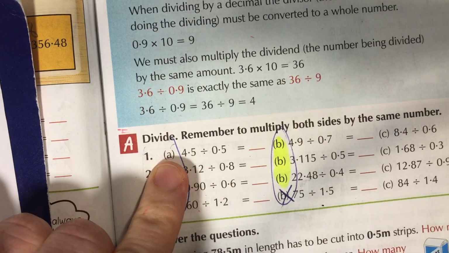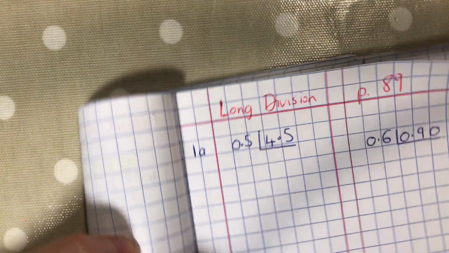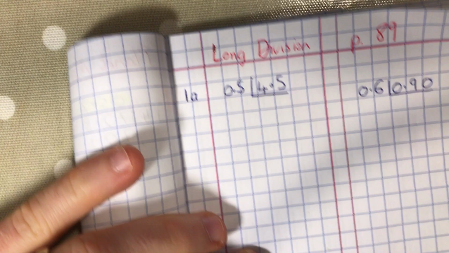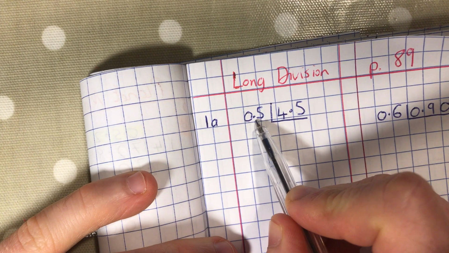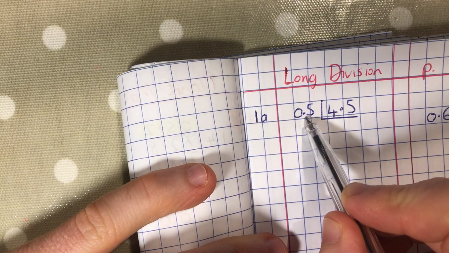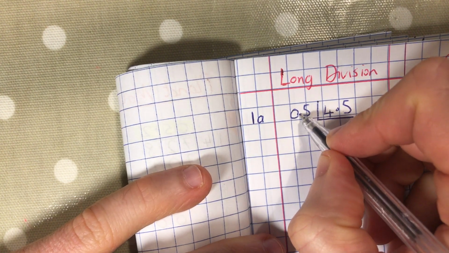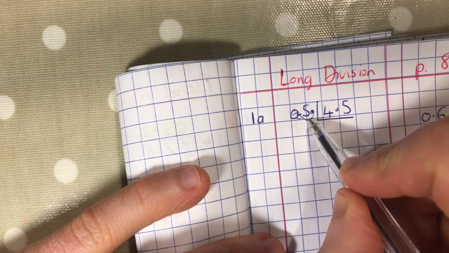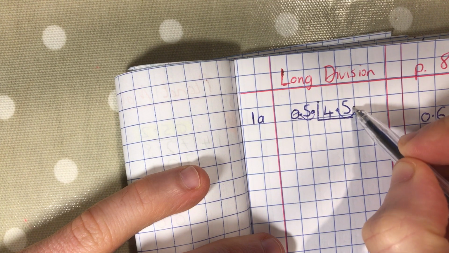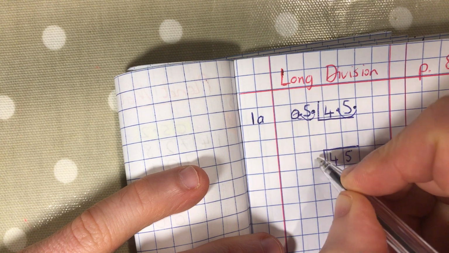For instance, for 1a there, we have 4.5 divided by 0.5. The first number always goes inside the division hat, as I like to call it, or the division bracket, okay? So if we look here, we have 0.5 divided by 4.5. You can never have a decimal outside here when you're dividing, so you need to get rid of it. The easiest way is to jump our decimal one place to the right. Then that becomes a 5, and we don't have a decimal there. But whatever you do outside here, you must also do in there. So that becomes 45. Now our sum is 45 divided by 5.